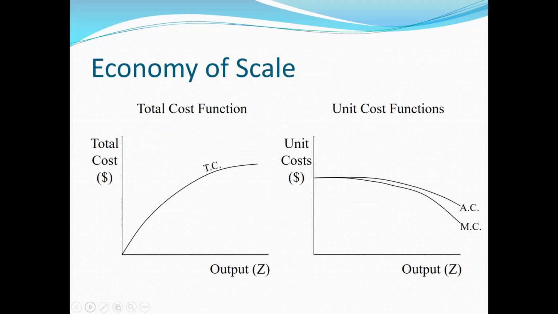Oh, now I have economy of scale. My total cost curve now on the left is not linear. Now average cost and marginal costs are going to be different. And then you'll see that they're not going to be constant either. They're not going to be just one flat line at all. Okay?